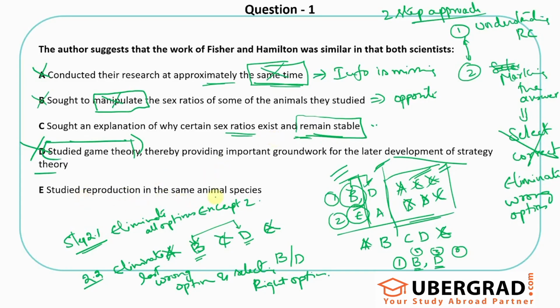Studied reproduction in the same animal species. Right? So reproduction, maybe they studied, you can argue to an extent, but same animal species not really. They did not pick up the same animal species as such. We don't have any information on that, and they also did not focus on just the reproduction. They focused more on the sex ratios and how they are stable. So this is also wrong. Very clearly that's option C, which is the right answer. It's very easy for us to eliminate the other options, right?